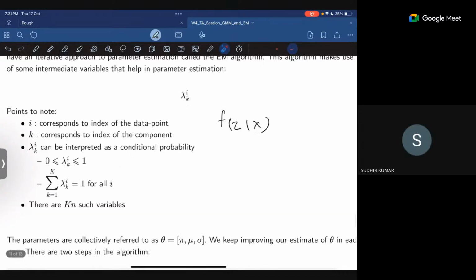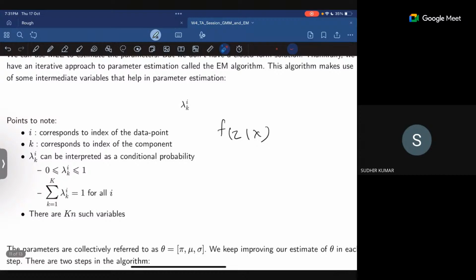Sir, what is the difference between pi and lambda? Pi is the probability of only choosing the component, that is the prior probability of choosing one component. While lambda ik is the conditional probability: given the data point, what is the probability that, as you have now seen the data point, it is coming from cluster k, or cluster 1, cluster 2 and so on.